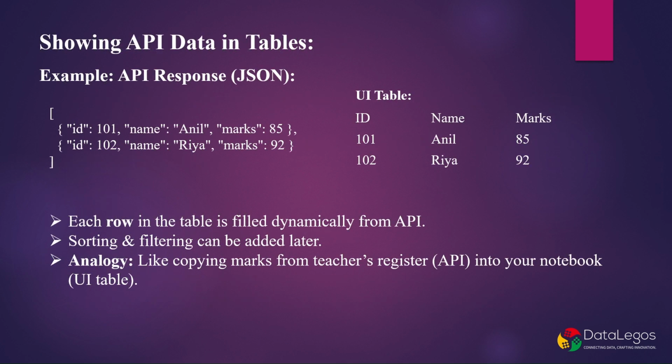Showing API data in tables. Let's see an example with tables. Suppose the API response is, the UI can automatically generate a table like this. This is the power of data binding. Analogy, it's like copying marks from a teacher's register, the API, directly into your notebook, the UI table. The data flows smoothly without manual work.